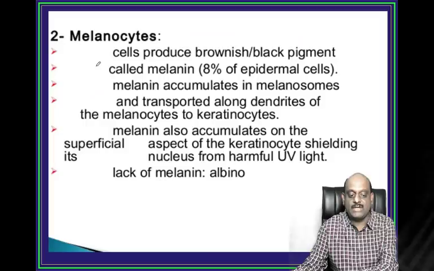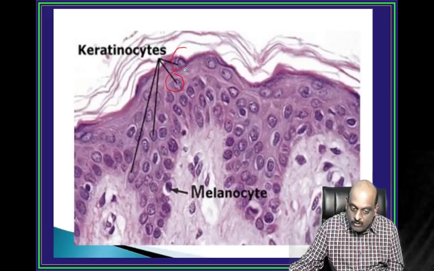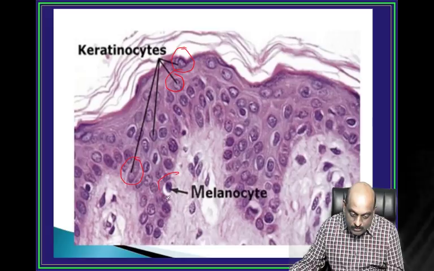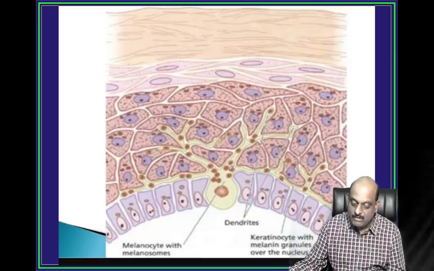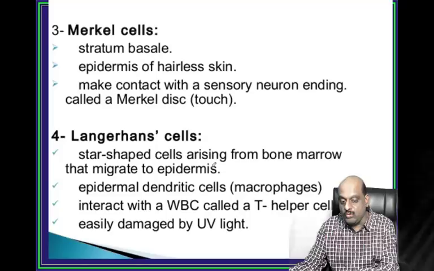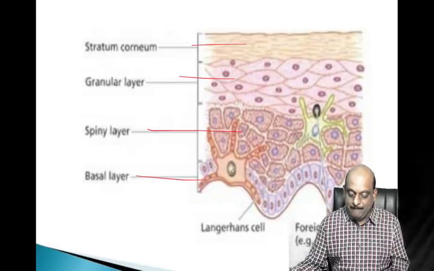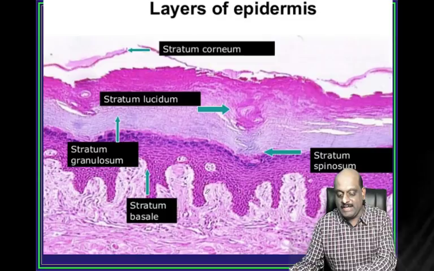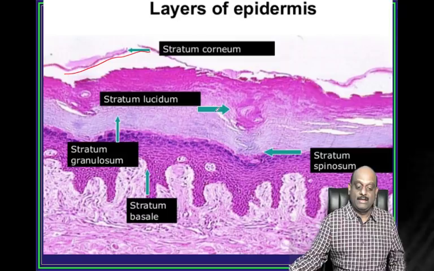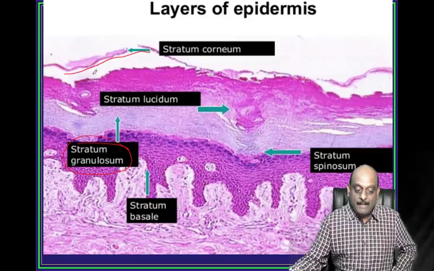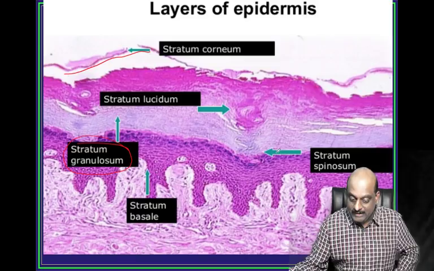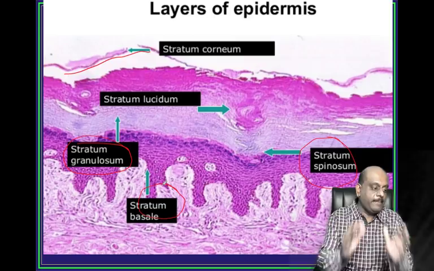So once again, look here, this is a keratinocyte. Favorite question of the examiner. This is a melanocyte. Histologically, you should know how to identify. Then, this is another example of a melanocyte with melanosome. Then, you have stratum corneum, granular, spiny, basal. In this, you are able to see the presence of Langerhans cells. So, this is how the corneum looks. Then, this is the granulosum. Then you have the stratum spinosum, and stratum basale. So the layers of the epidermis is one thing that the examiner is very, very obsessive about.